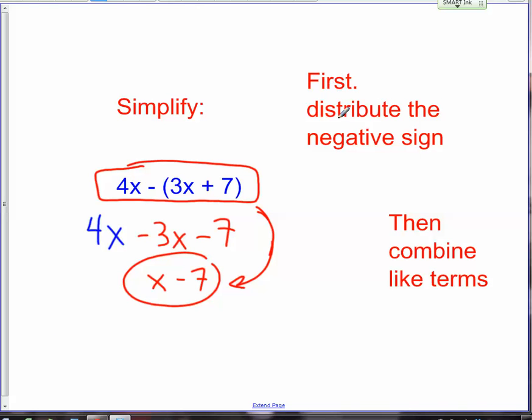So first, distribute the negative sign. So I take the opposite of everything in brackets, and to get rid of the brackets, I have -3x minus 7. And now I bring down my 4x so I can combine my like terms. 4x minus 3x is just x minus 7.